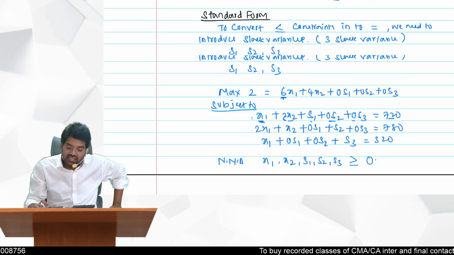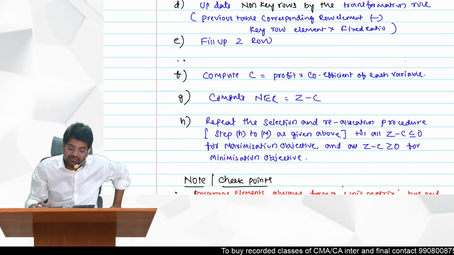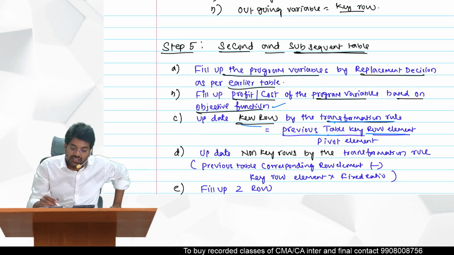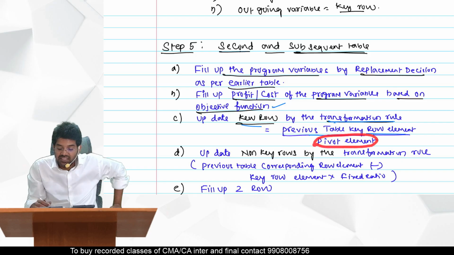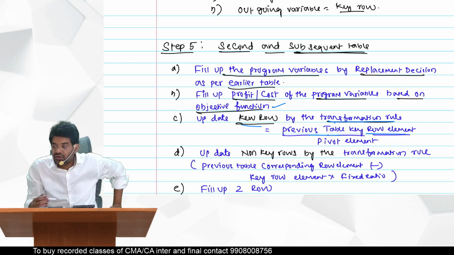How do you get the revised key row here? Steps. What is the transformation rule? Previous table key row element divided by pivot element. The junction element you should divide. I told you in a unit matrix you should create, so that one should become 1. Okay, so it is 1 only.